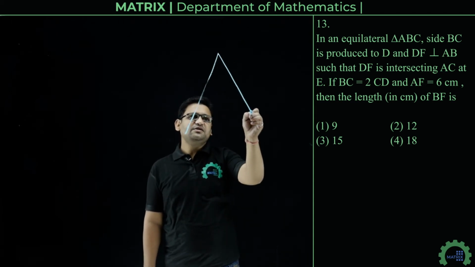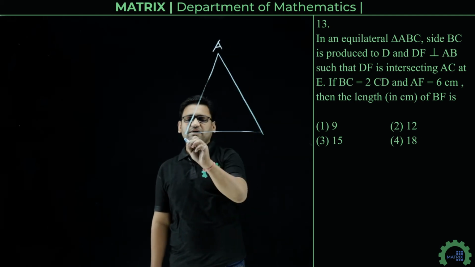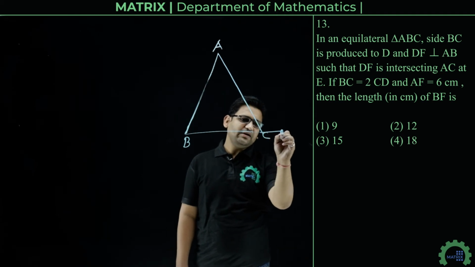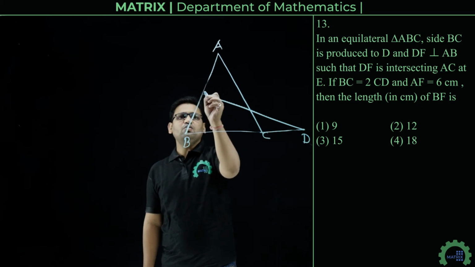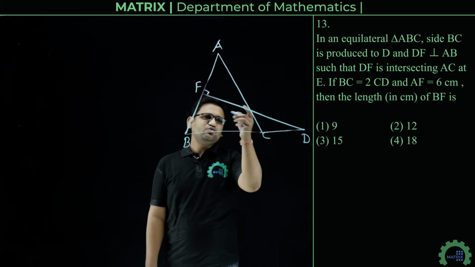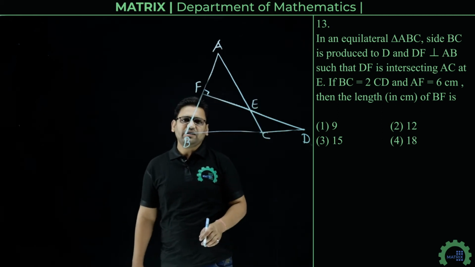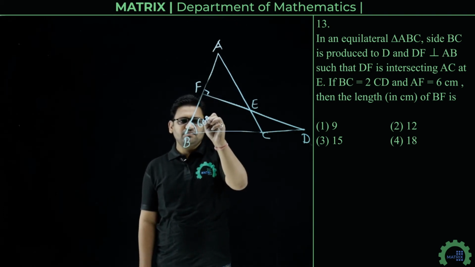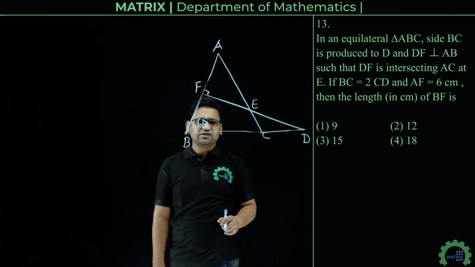Let's say this is triangle ABC, and the side BC is produced to point D, and DF is perpendicular to AB, and these two lines are intersecting at point E. Now ABC is an equilateral triangle, so we can consider this angle as 60 degrees. So angle B will be 60 degrees, as the angles A, B and C all will be 60 degrees.